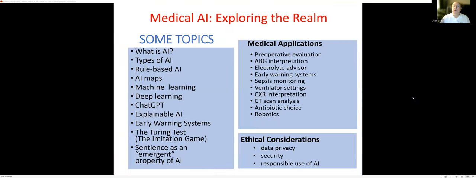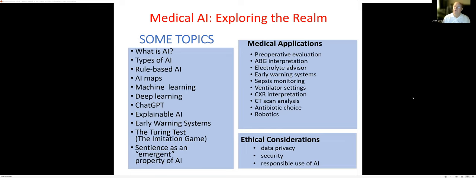So let's explore the realm of artificial intelligence in medicine. Some questions we'd like to address are the types of AI, how AI maps work, rule-based AI, and how that compares with deep learning and machine learning, what ChatGPT is doing, what explainable AI is doing, some discussion on early warning systems, the Turing test from the Imitation Game, and sentience as a possibly emergent property of AI, but the philosophical difficulties that it raises.